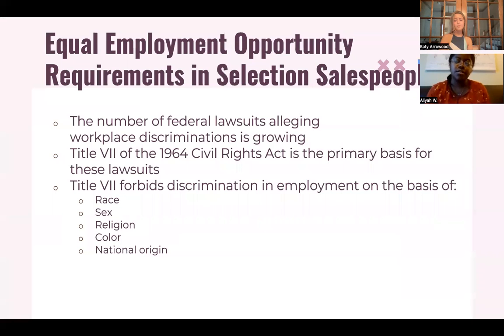Managers should be knowledgeable of the Equal Employment Opportunity Act. In this act, it also talks about Title IX. With Title IX, discrimination is forbidden. This is against race, sex, religion, color, or national origin. None of these things should be discriminated against when hiring for new employees.